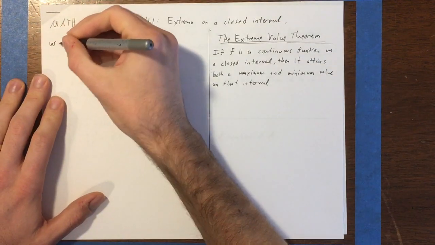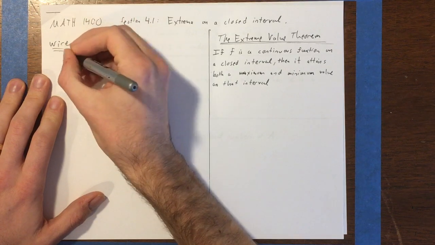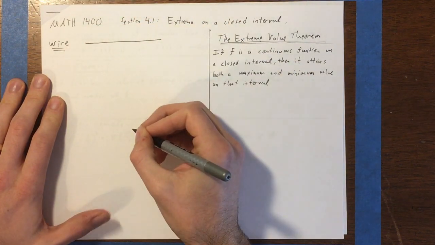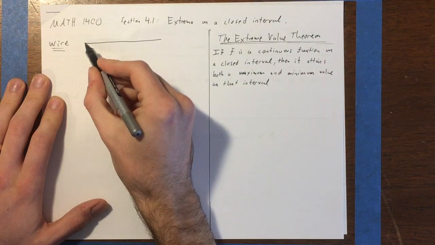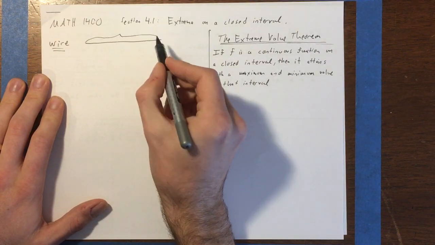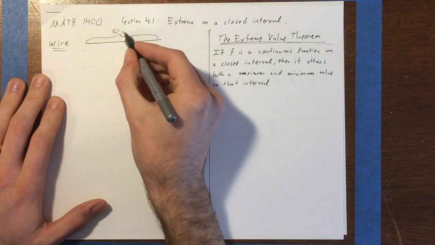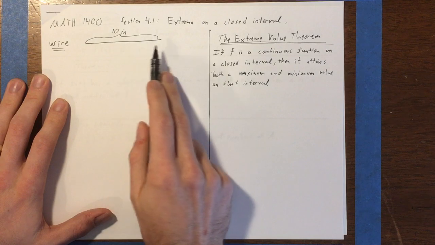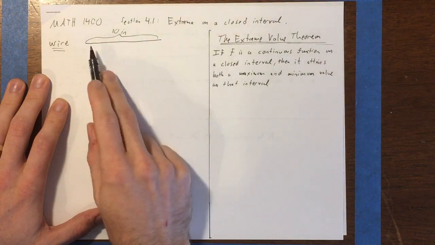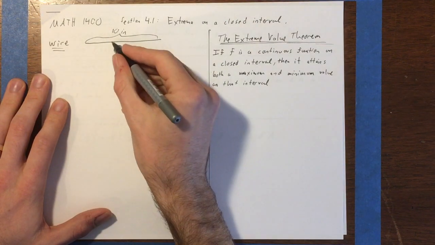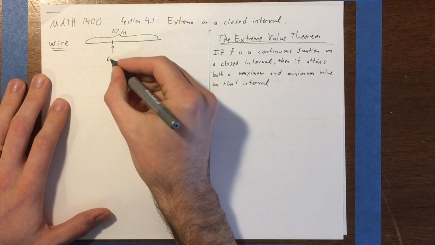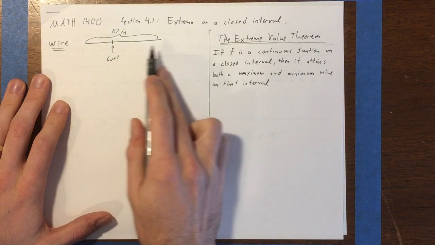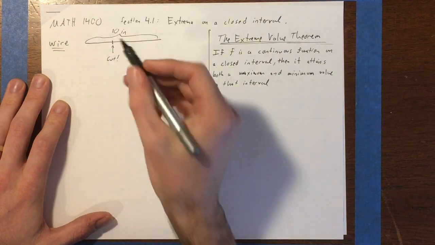In this example, we have a piece of wire. I'm going to draw a straight line here to represent that piece of wire. Let's say that wire is 10 inches long. What we're going to do is take this wire and cut it somewhere. Somewhere along its length we're going to make a cut. So let's say we make our cut right there.